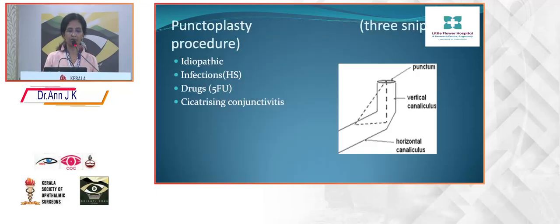Then comes punctoplasty. It is a common cause of watering, punctal stenosis. It can be either idiopathic or due to infections, viral infections, or drugs, or some types of conjunctivitis. There are various procedures, single snip, 2 snip, 3 snip, 4 snip, etc. I will be showing the 3 snip procedure. This is the vertical part of the canaliculus, and this is the horizontal part. With a small scissors, do a vertical snip, then a diagonal snip, and a horizontal snip connecting the two.